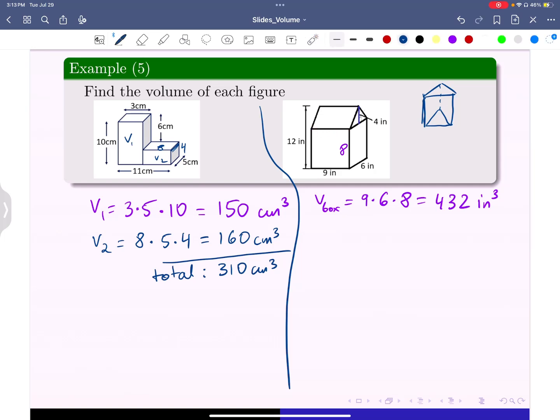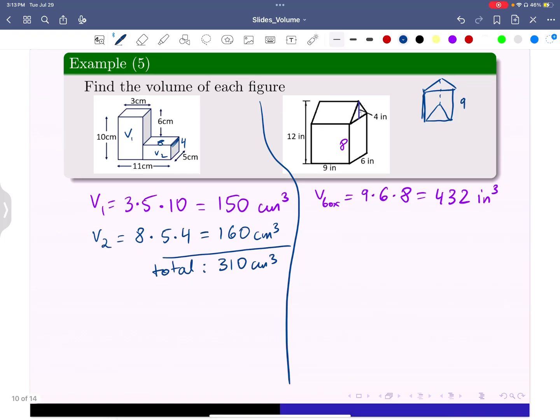So we can see that this is 9. The base of the triangle is 6, and that height is 4. Here is the base of the triangle. This is my base, so this is 6. The height of that triangle is 4. And then we have everything we need.